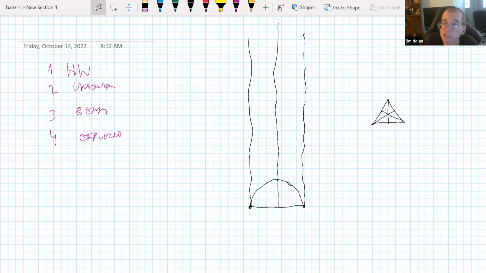Because of this extra symmetry that they have, this extra orientation changing symmetry, right? An isosceles triangle has this orientation exchanging symmetry, and that makes such an elliptic curve into a real elliptic curve.